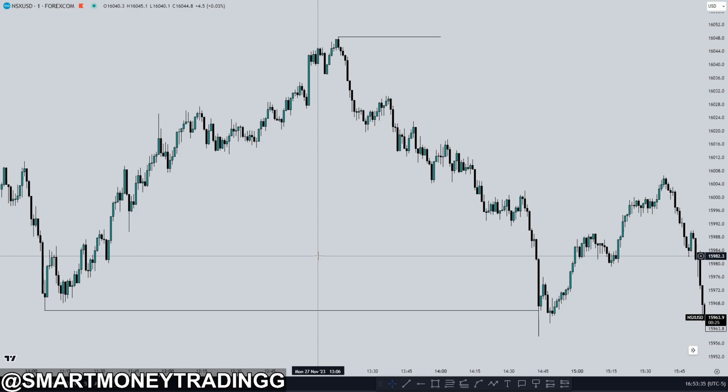Internal range liquidity can be a short-term draw which is inside a range. If you are not following the higher time frame order flow, it would be ideal to partial add in internal resistance liquidity run high or low.